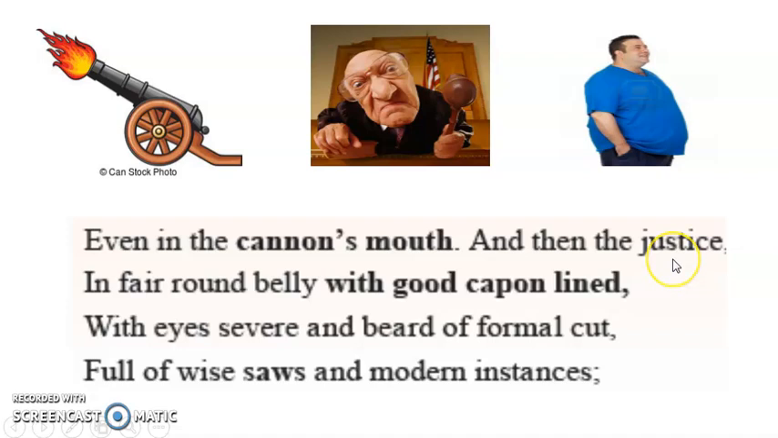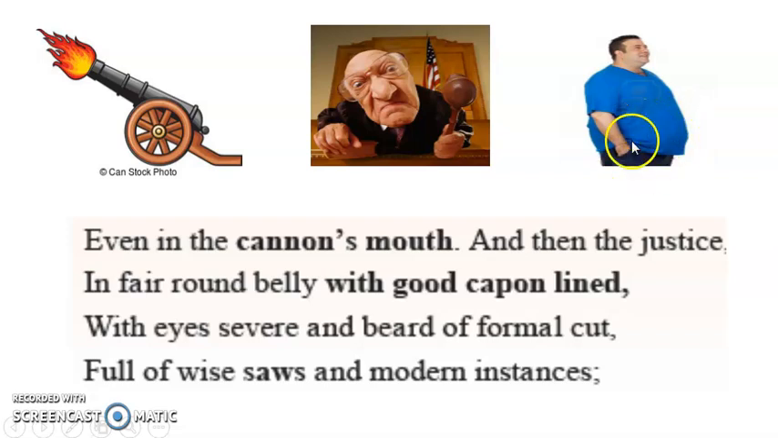And then the justice. Then the fifth stage, we're talking about an adult, okay, or you can say middle age. So then the justice, that is the fifth stage, in fair round belly with good capon lined. Now what do you mean by good capon lined? It's there in your textbook. We're talking about with excess fat from careless eating habits. Okay, I repeat, with excess fat from careless eating habits. So he's put on a lot of weight. Now he's careless. He doesn't bother about his eating habits.